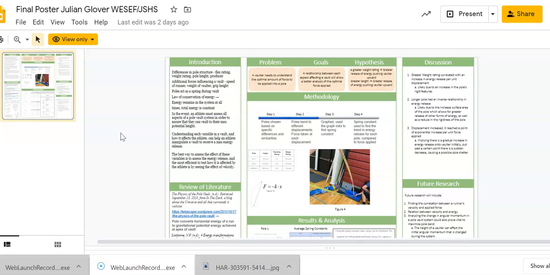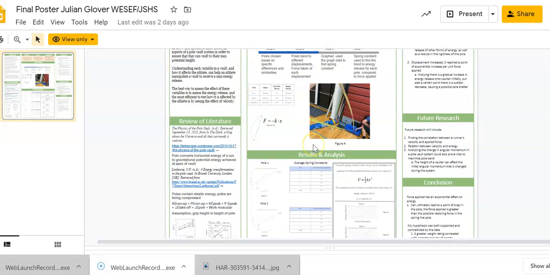Poles act as a spring during this vault because they're compressing and then correcting themselves. So there's the law of conservation of energy, which states that energy remains equal in the system at all points. In order to understand how to optimize pole selection to get the highest height possible, we have to assess the effects of each variable with what's ideal with the vaulter to find which pole they should use.